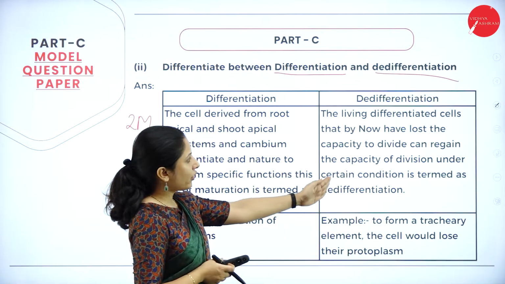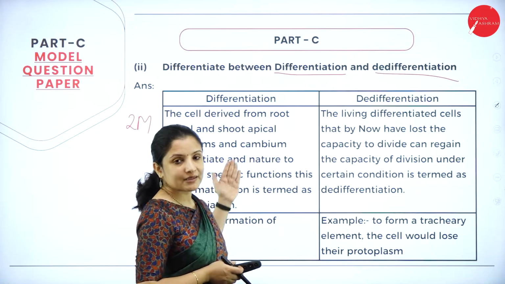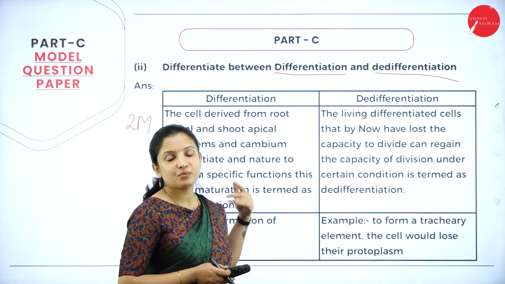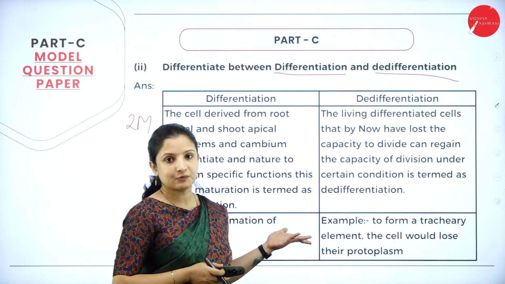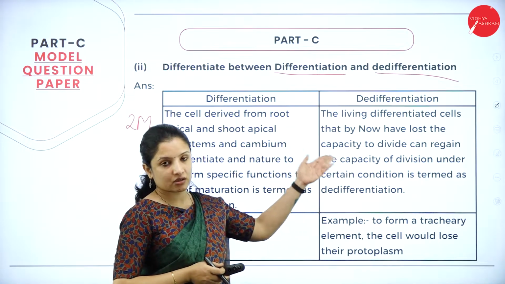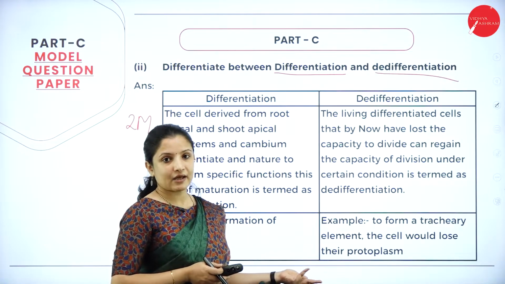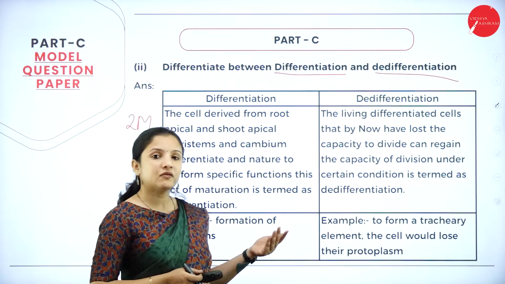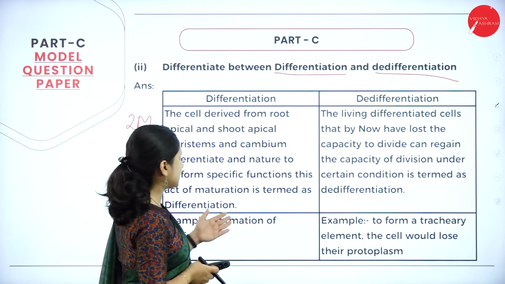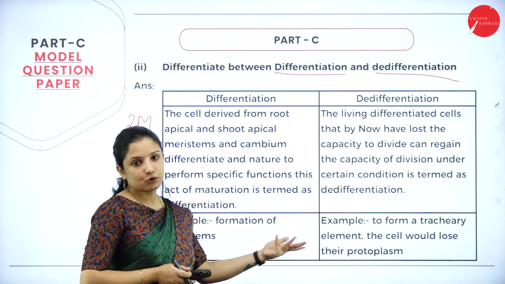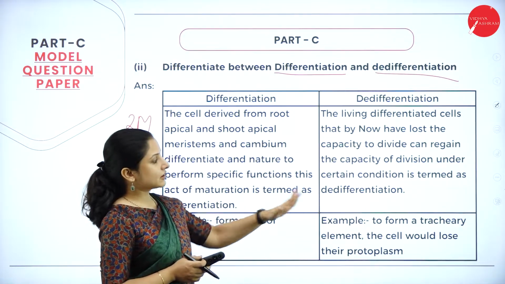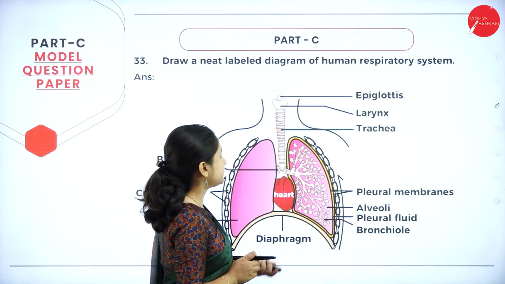Make it into 2 columns, and as I told you, because it is 2 marks, at least 2 points are important. Here points are not there in your PU textbook. They have just given the definition, like what is differentiation and what is de-differentiation. So what you can do is, they would have given an example in the textbook, right? So write the example, which means it will be of 2 marks. So 2 points under this will fetch you 2 marks.